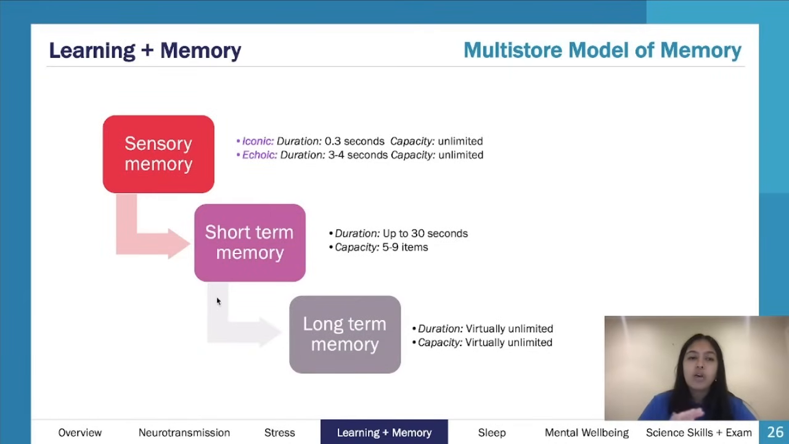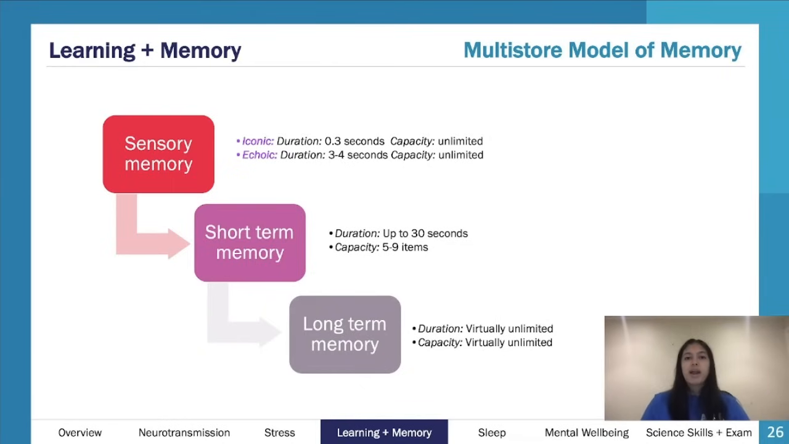Okay, so looking at our multi-store model of memory, this is very, very important, your Atkinson-Shiffrin model. So you've got your three main stores: your sensory, your short-term, and your long-term. Your sensory memory, very much in the name, your senses, is basically flooded with everything that's going on in the environment around you. And your short-term memory's point is basically to filter it, and you're going to pay attention to certain things. And then if you want to, that'll go into long-term memory if it's something important that you want to keep in your head, basically.